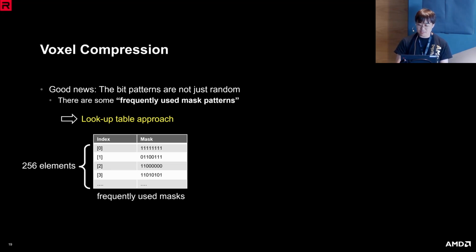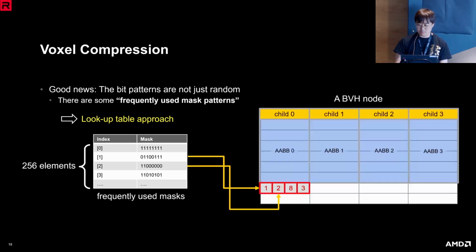And let's say there are 256 elements there, so that the index of the table can be represented by just 1 byte. So we can simply store the index into the BVH node. It's very simple, but we observed it works very well.